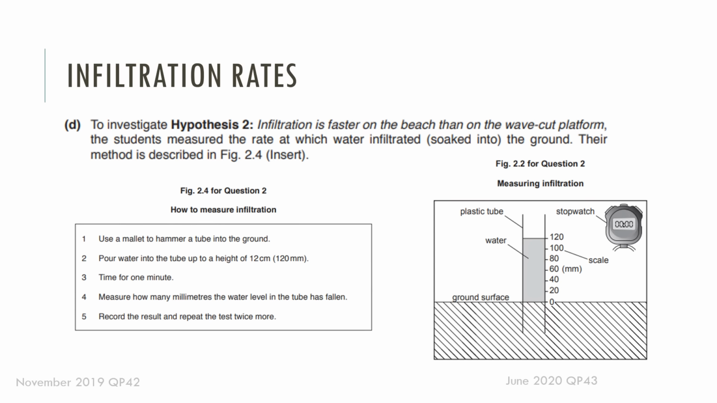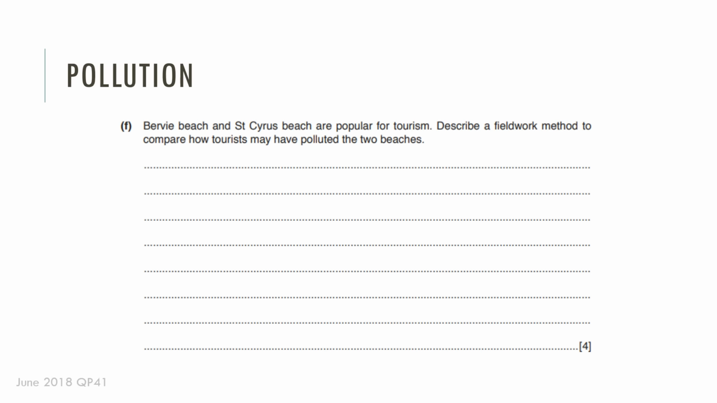Another method that I've seen is looking at infiltration rates, and so I've included this step-by-step from an exam paper of how to measure the infiltration rates for a coastal investigation, and also you can see a diagram associated with that. But I took that from a rivers paper, but you can see how you would go about setting it up. And again here, describing the field method to compare how tourists may have polluted the two beaches. So again, this links into other methods that you might have seen for human investigations.